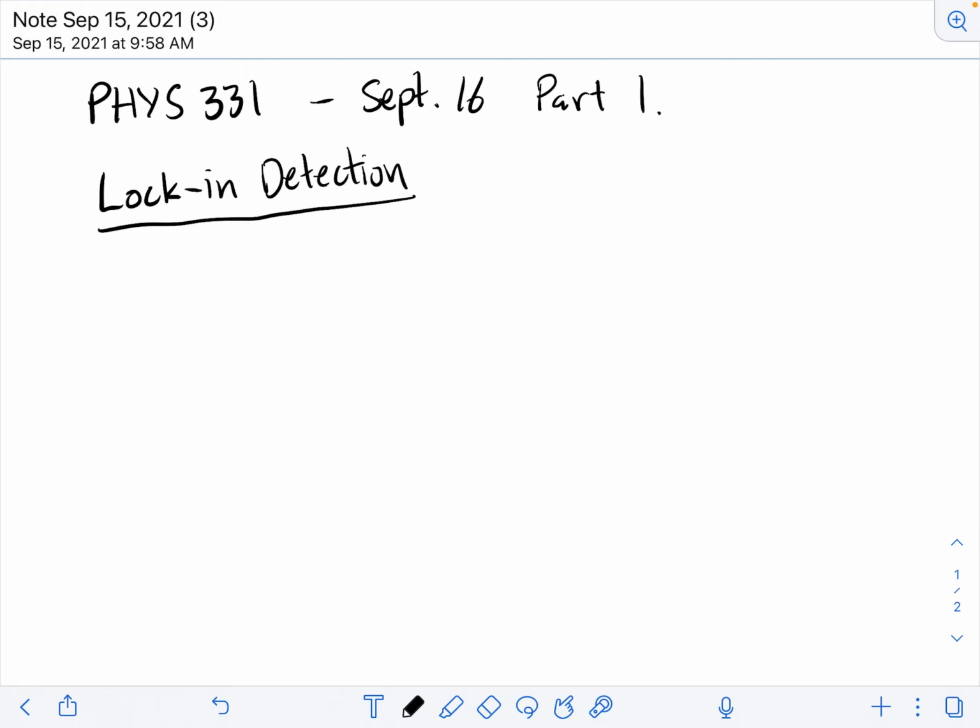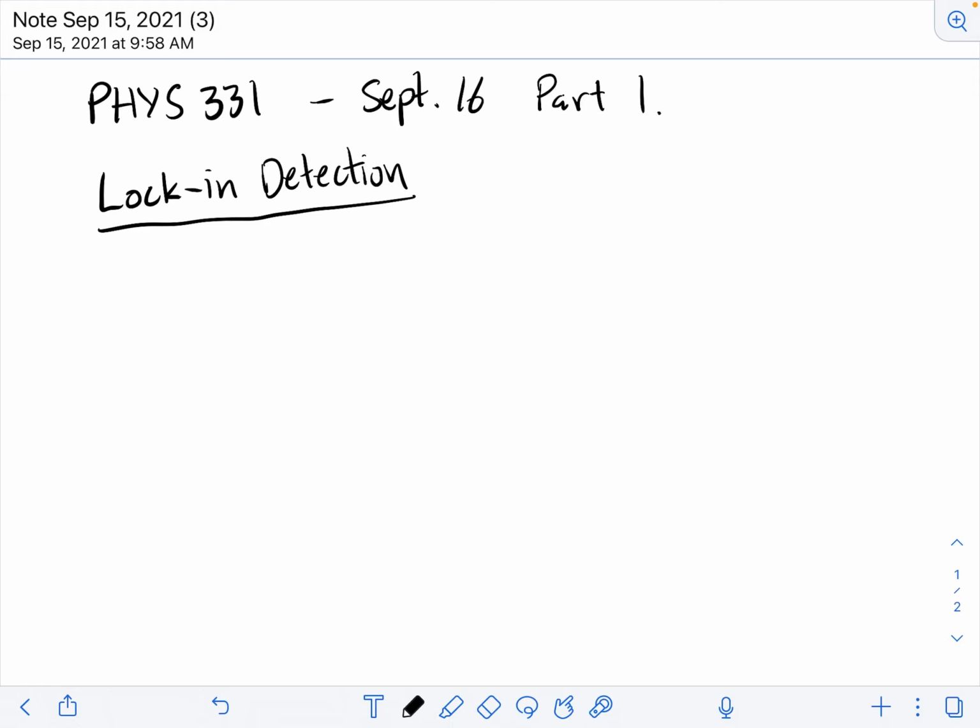What I'd like to start with is a discussion on the technique of lock-in detection. Lock-in detection is useful when you know the frequency of the signal you're trying to detect. In that case, what a lock-in detector is able to do is to extract even a very small signal of a known frequency from even when it's buried in noise containing frequencies of a wide range of values.